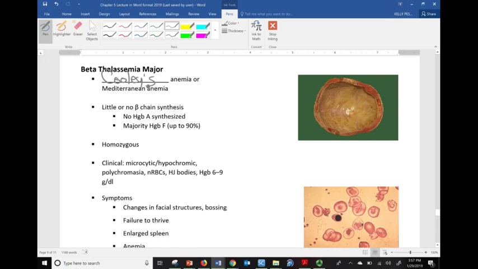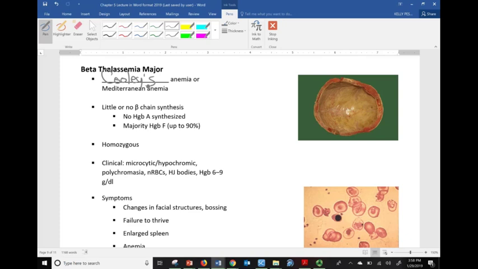And there's little or no beta chain synthesis. They can't make hemoglobin A. So what happens is hemoglobin A2 and hemoglobin F have to increase to take its place. So the majority of the hemoglobin for these patients is going to be hemoglobin F.